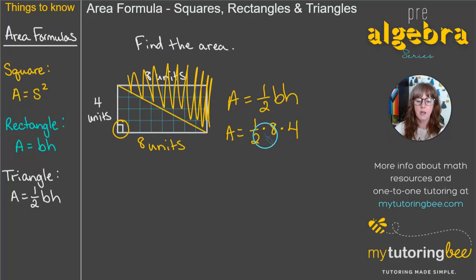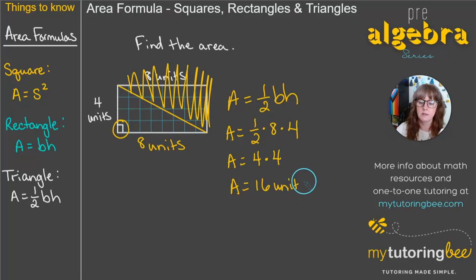Because both of our numbers for base and height are even, we can either take 1/2 of one of those numbers, not both, only one, or we can multiply 8 times 4 first and then take half of that. So 1/2 of 8 is 4. And then we're multiplying times the height of 4. So our area equals 16 units squared.